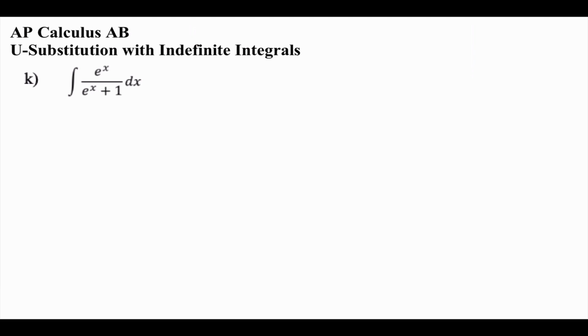If e has a power other than x, the power is going to be u. So instead of e to the x, it was e to the 4x plus 1. The power is going to be u. The only time that doesn't work is if e's power is just x. Okay? So we have two options.